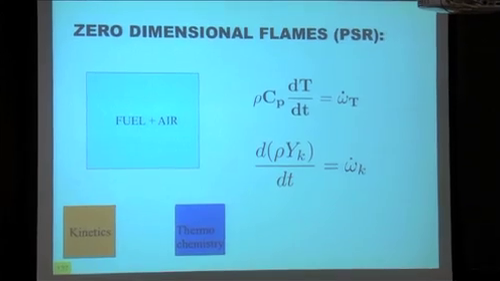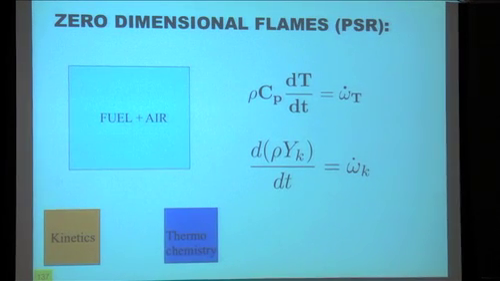You start with the simplest tool you can write. Many of you have probably used it. It's what we call zero-dimensional flames. PSR is one example of such code. It's basically a box where you put fuel and air. There is no dependence on space. There's just a dependence on time. And you just integrate these two equations.